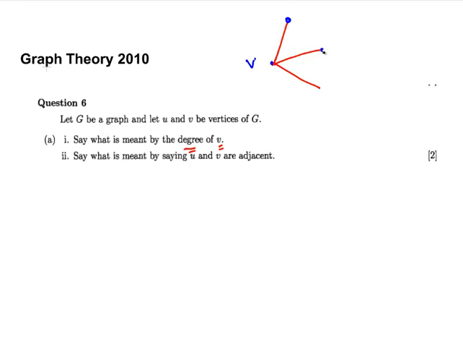The next part is, say what is meant by saying that U and V are adjacent. Suppose this is U here. The fact that they're adjacent is that they are connected by a single edge to one another. That is what is meant by adjacent. So they are connected by one single edge. Yep, so those are some short theory questions, always good to know.